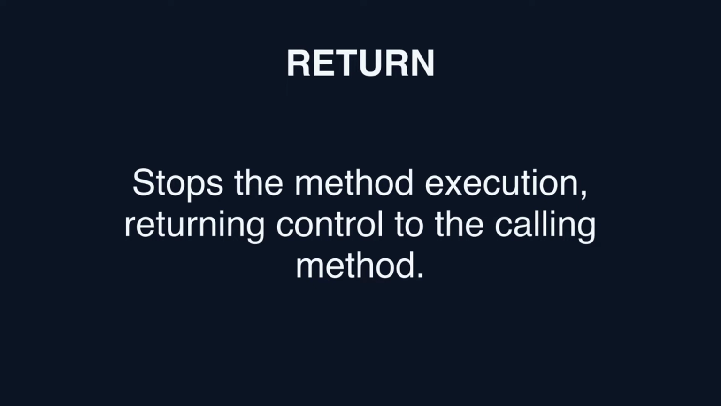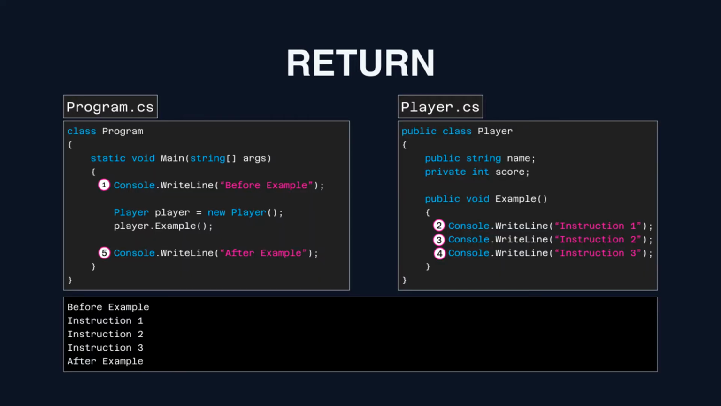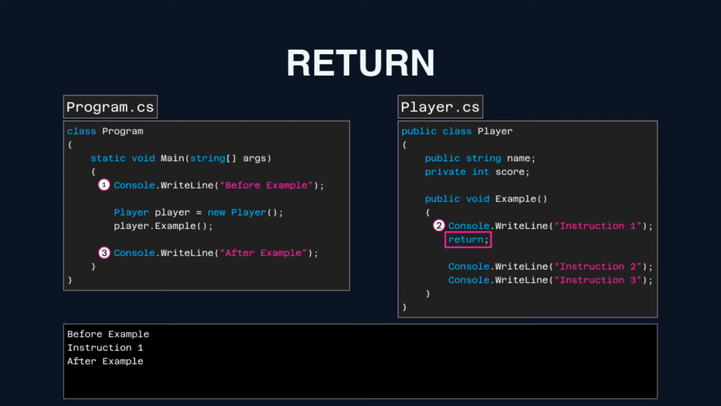Let's see what it means. Calling a method means executing all the instructions inside the method body. When the execution reaches the end of the code block, it continues on the next line in the calling method. But we can use the return keyword to stop the execution at any time. This way, we prevent the method from reaching the end, and it returns immediately to the calling method. The return keyword can also return an optional value to the calling method.